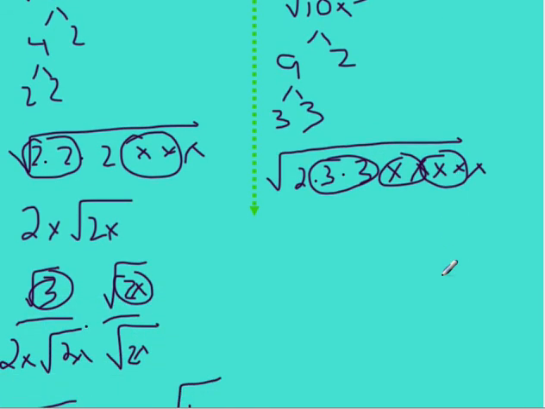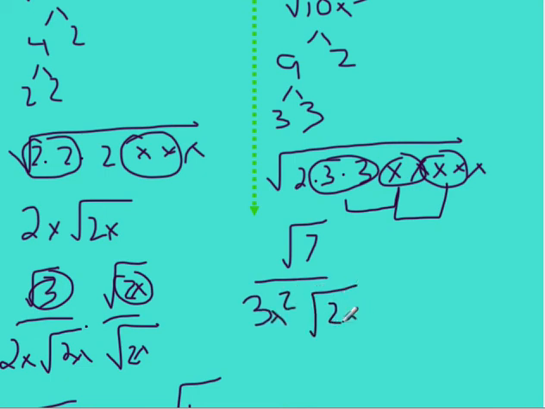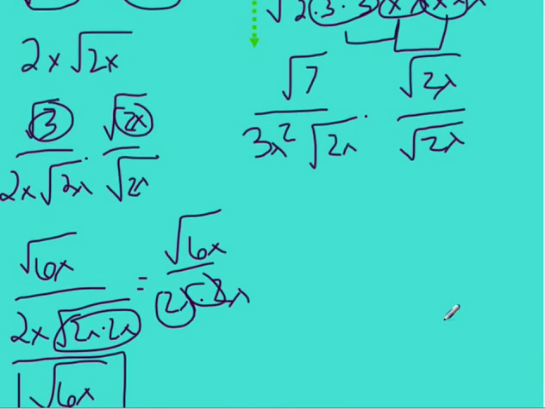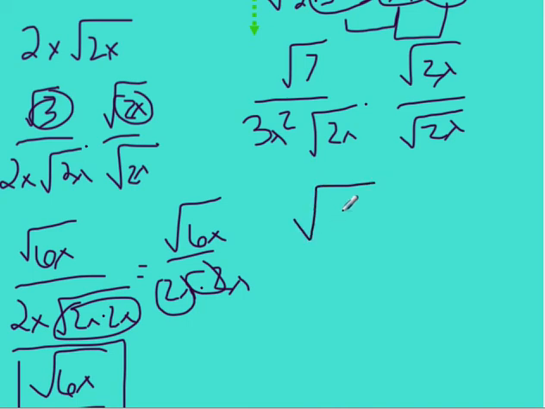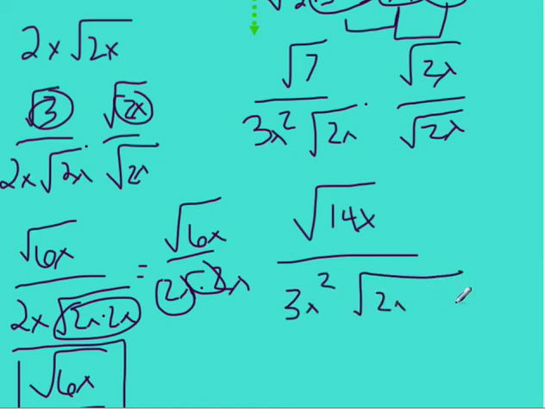So let's go ahead and write that out. I'm going to have the square root of 7 on top. Then out from my radical is going to be 3 times x, which is going to be 3x squared. And left underneath the radical is 2x. So to rationalize that denominator, I'm going to multiply by 2x over 2x. So 7 times 2x is 14x, divided by, on the outside, 3x squared, and then 2x times 2x.